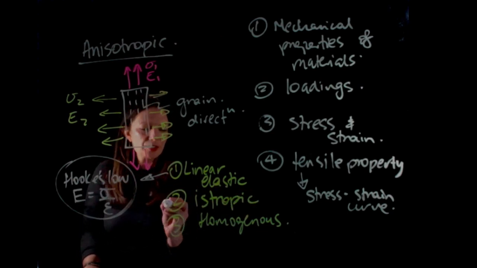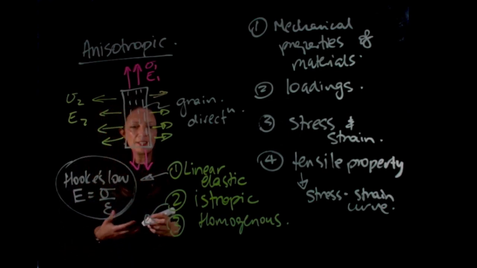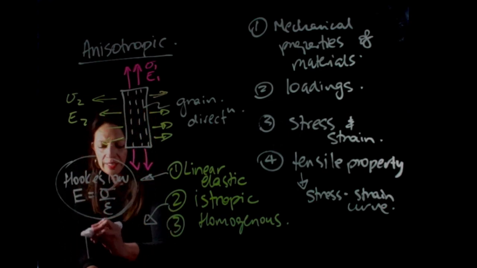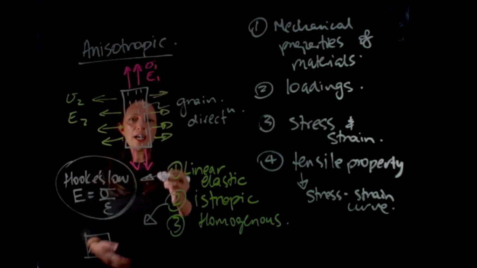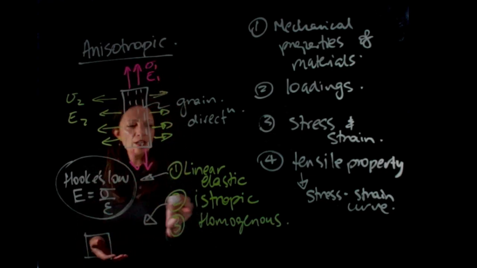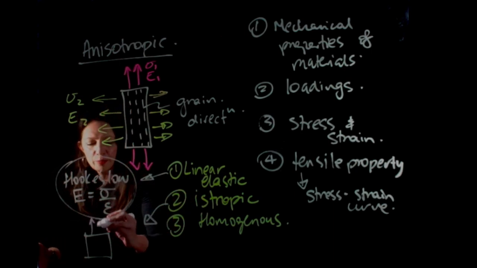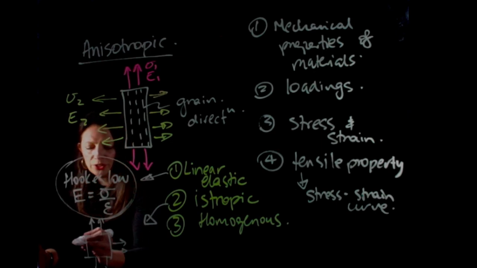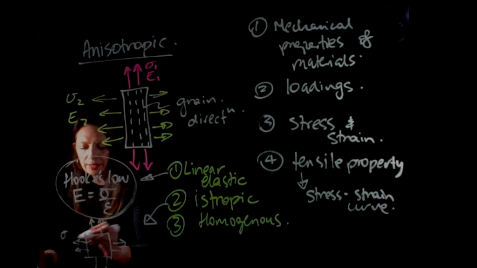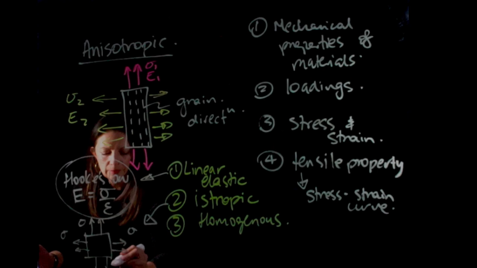When we talk about isotropic, if I draw a piece of material, so here we had anisotropic, we had different properties in different directions. For an isotropic material, the properties are the same in each direction. So if we take a look at the stress, it's going to be the same everywhere.